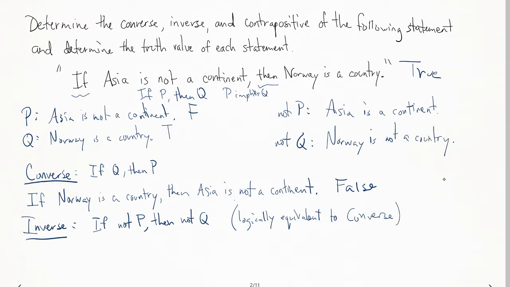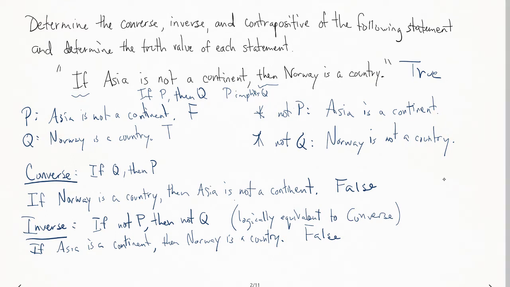Okay, so now making the statement, we use the not P, which we have right up here, and the not Q. So it goes if, and then we put down not P, which is Asia is a continent. And then we put down not Q, Norway is not a country. And we know this is false because it's logically equivalent to that converse.